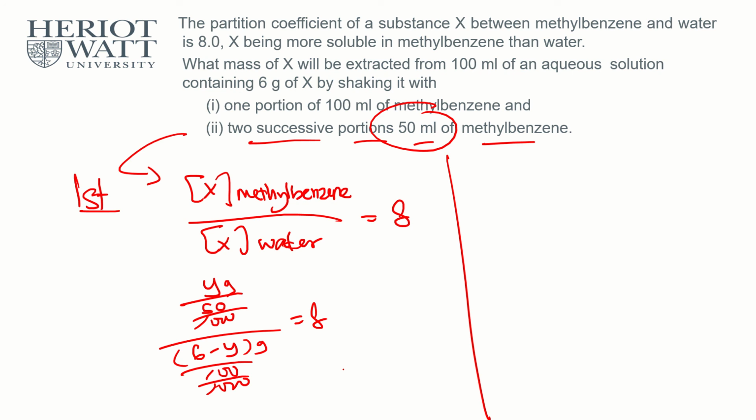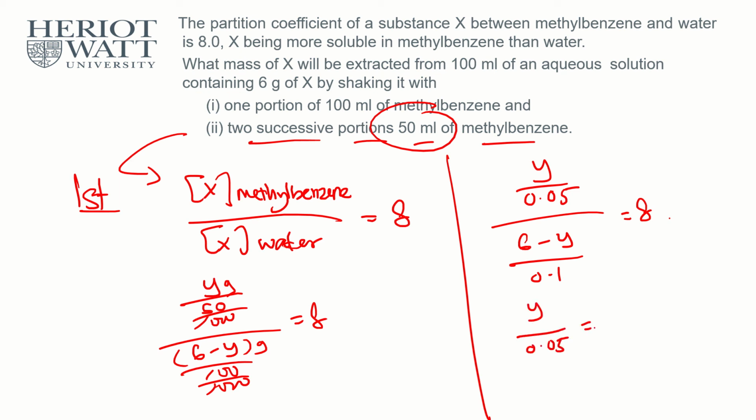So then we solve the mathematical equation, which is equivalent to y over 0.05, divided by 6 minus y over 0.1, equals to 8. All right, and then we solve the equations. So y over 0.05 equals to 8 multiplied with 6 minus y over 0.1. And then we solve these, we will get the y value here. That's the first portions. Okay, and you do the calculations here.